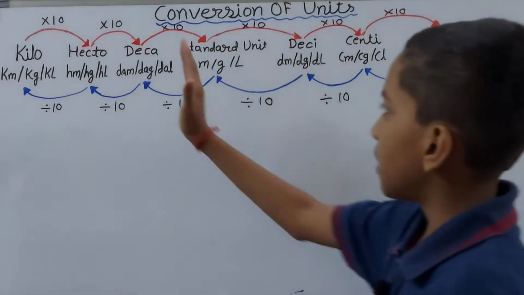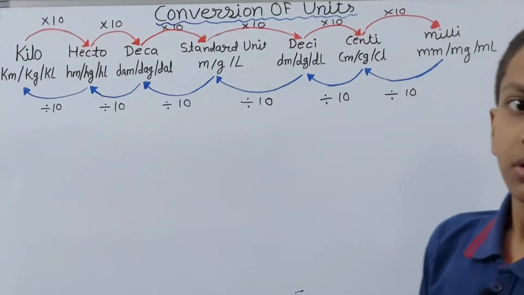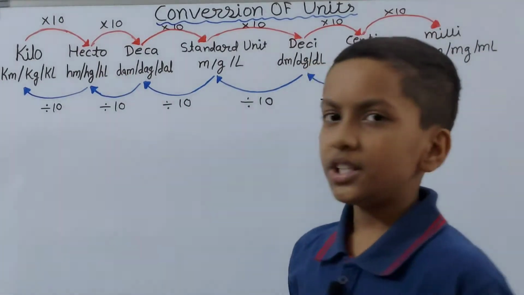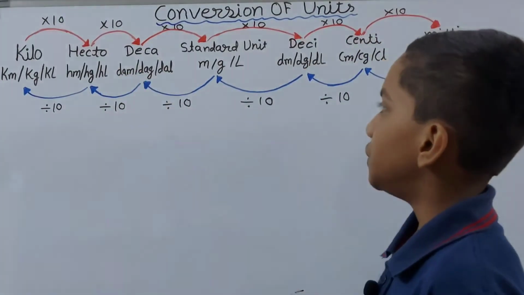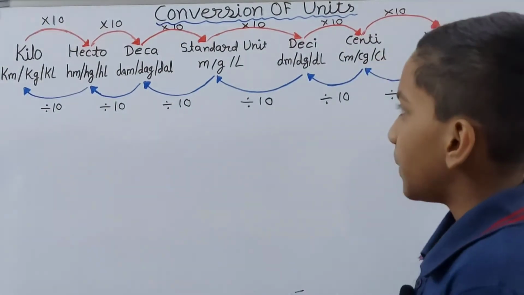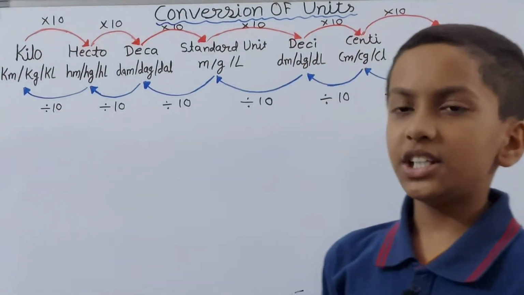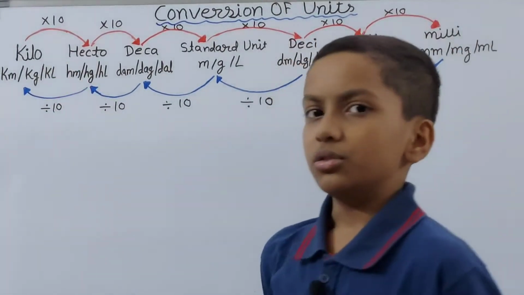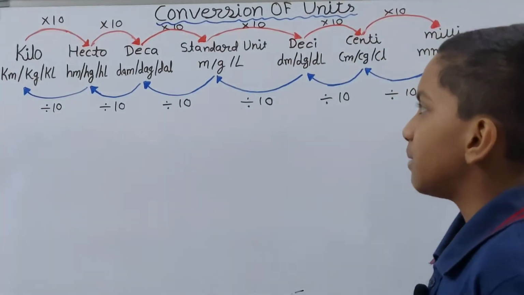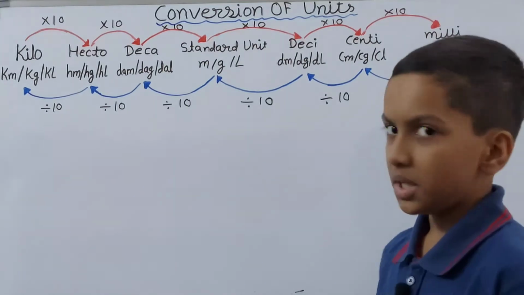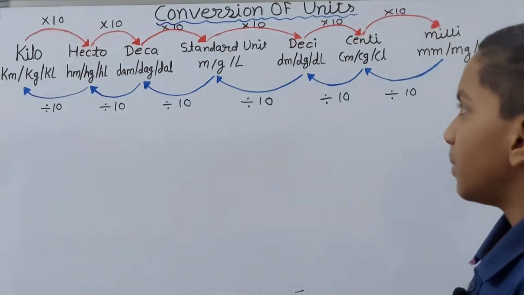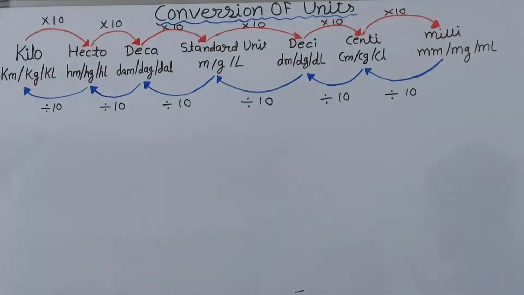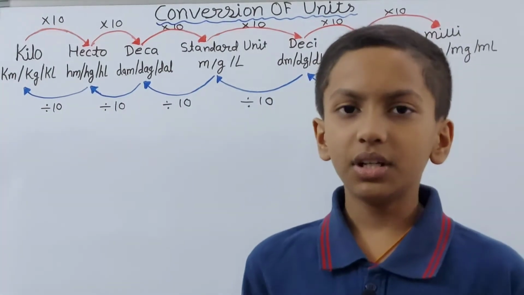Now, the next unit after deca is hecto. This may be hectometers in length, hectogram in weight and hectoliters in capacity, okay. And after that, the unit which we get is the biggest unit used in measurement. That is kilo. This may be kilometers in length, kilogram in weight and kiloliters in capacity, okay. So, these three are the units which are bigger than our standard units.